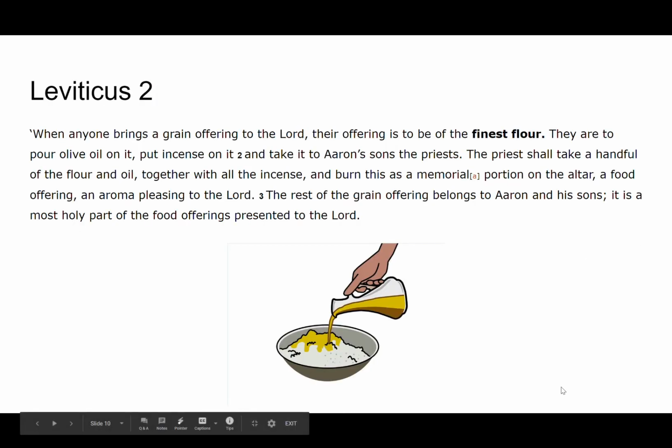Let's read. When anyone brings a grain offering to the Lord, their offering is to be of the finest flour. They are to pour olive oil on it, put incense on it, and take it to Aaron's sons, the priests. The priest shall take a handful of the flour and oil, together with all the incense, and burn this as a memorial portion on the altar, a food offering, an aroma pleasing to the Lord. The rest of the grain offering belongs to Aaron and his sons. It is a most holy part of the food offerings presented to the Lord.